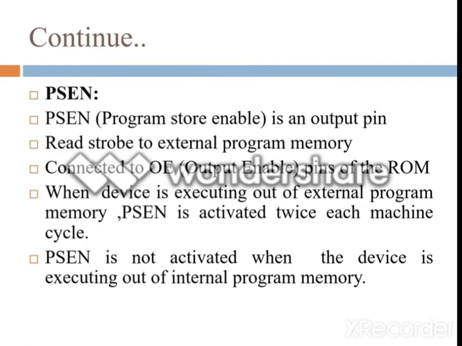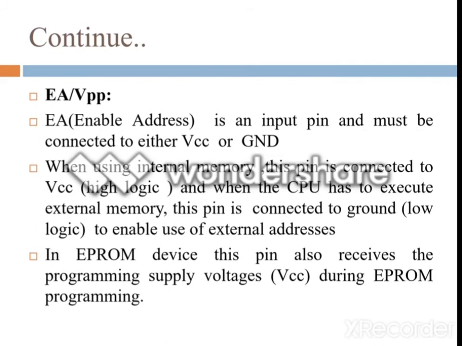Then PSEN. PSEN means program store enable. This is the output pin and it's a read strobe to external program memory. It is connected to OE, where OE means output enable pin of ROM. When the device is executing out of external program memory, PSEN is activated twice in each machine cycle. And PSEN is not activated when the device is executing out of internal program memory.